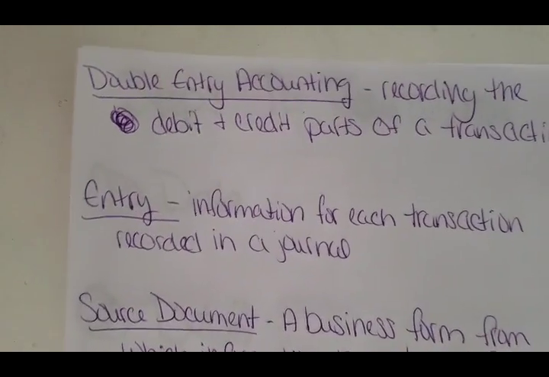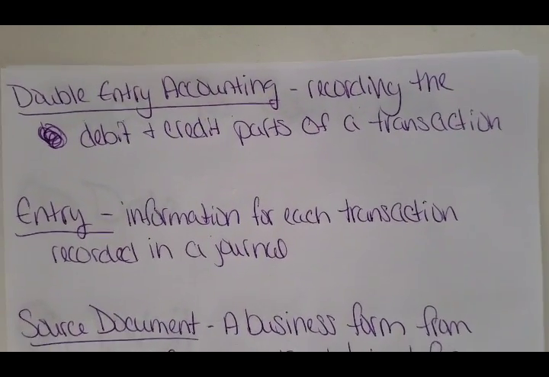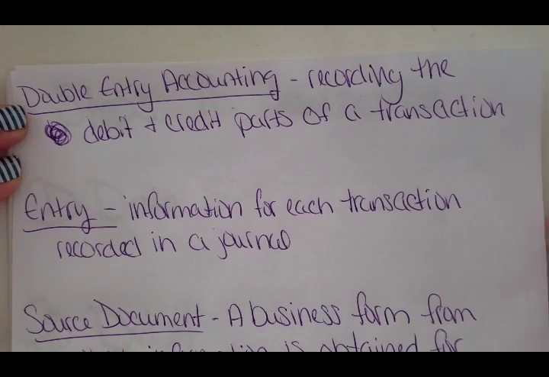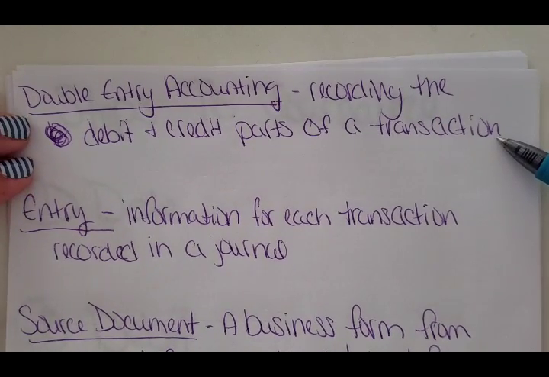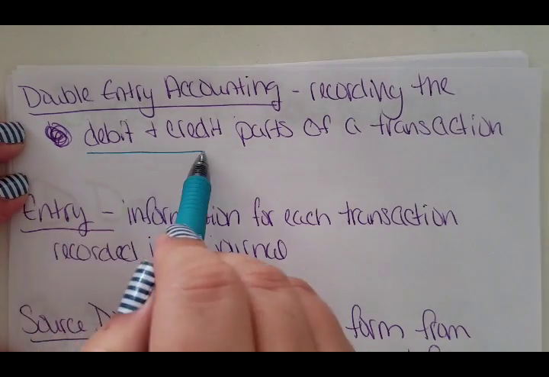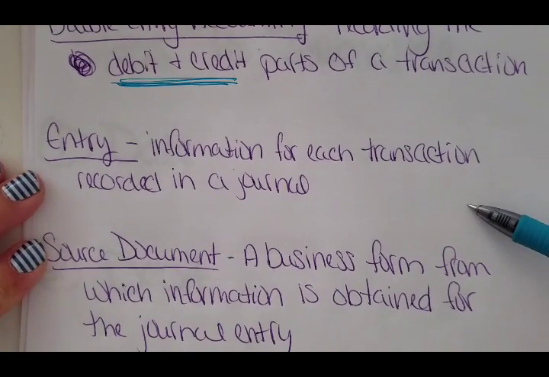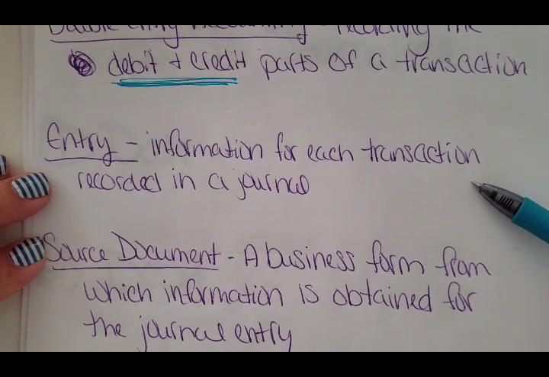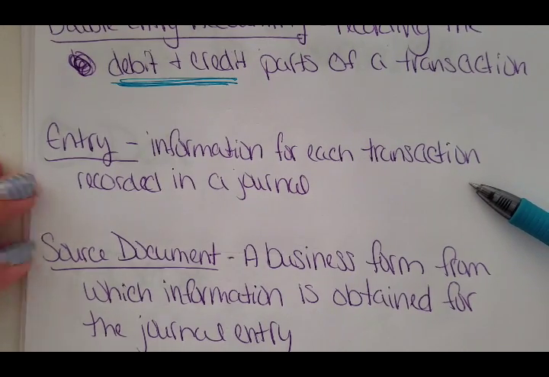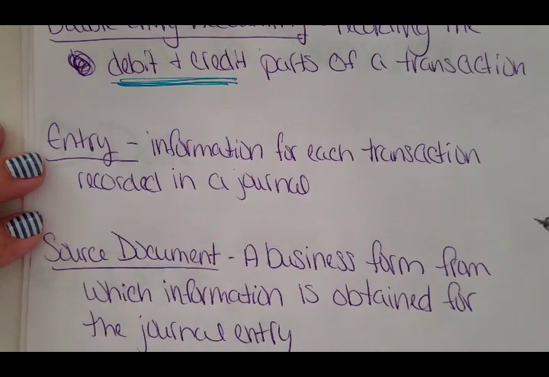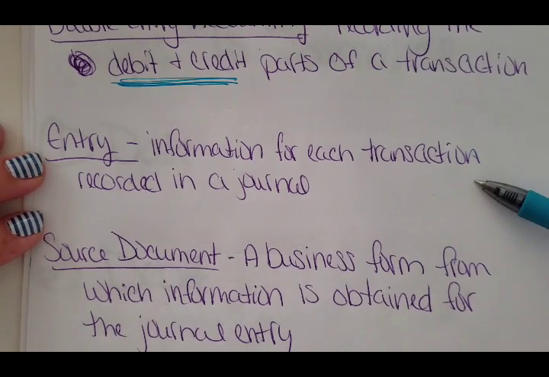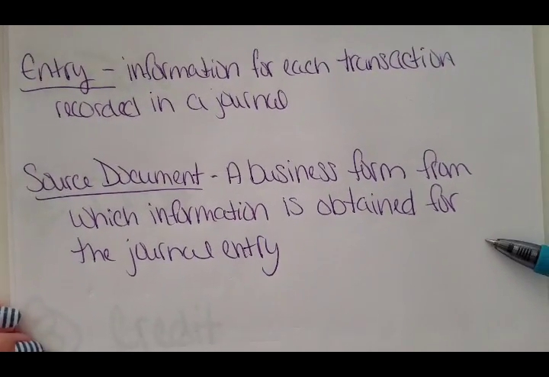Okay, some other definitions for you. Double entry accounting is the recording of the debit and credit parts of the transaction. It's called double entry accounting because we're recording both the debit and credit parts. An entry is information for each transaction that is recorded in the journal. So whenever I say we're recording the transaction, we're going to make an entry.